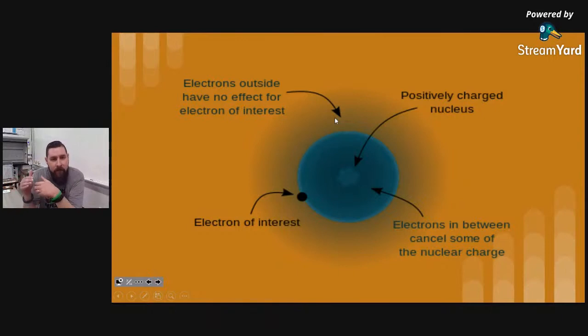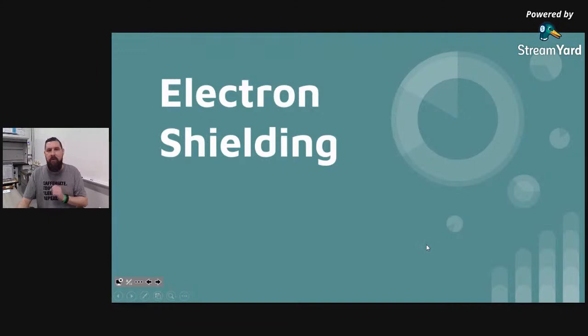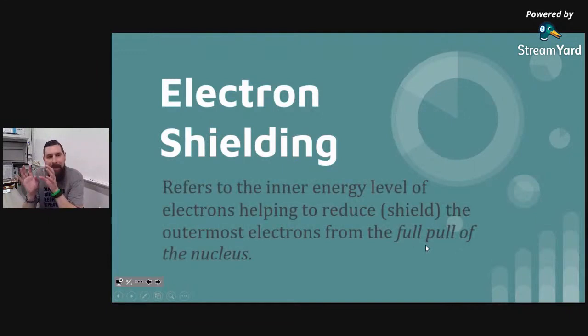So we get this idea that the further out the electron is from the nucleus, the easier it is to remove it. And again, this has big implications when we start talking about things like ionization energy, electronegativity, etc. So that is effective nuclear charge. Now, other thing I want you to notice in this, electrons in between cancel some of that nuclear charge. And that canceling out of effective nuclear charge, that's what we call electron shielding. And this simply refers to the inner energy level electrons helping to reduce, or in other words, shield those outermost electrons from the full pull of that nucleus.